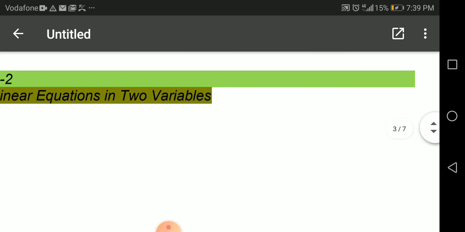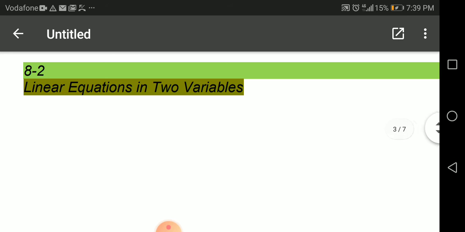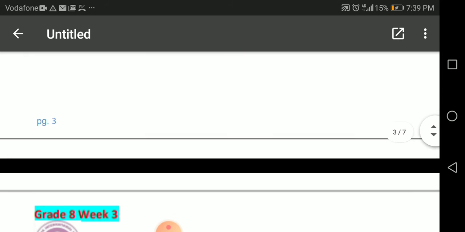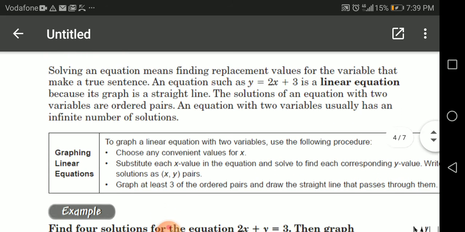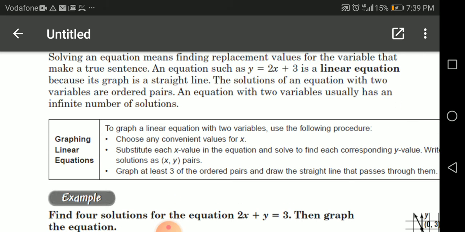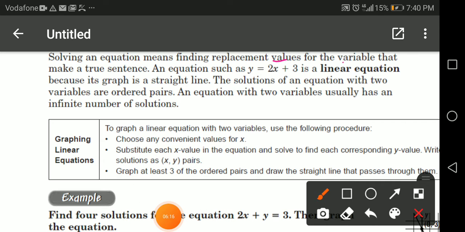So now let's have another lesson. It's the linear equations in two variables. This is a very interesting one. So let's start together. Solving an equation means finding what? Finding replacement values for the variable that make the sentence true.